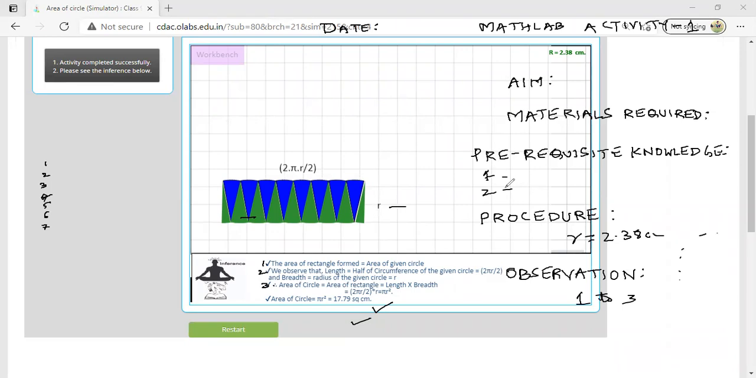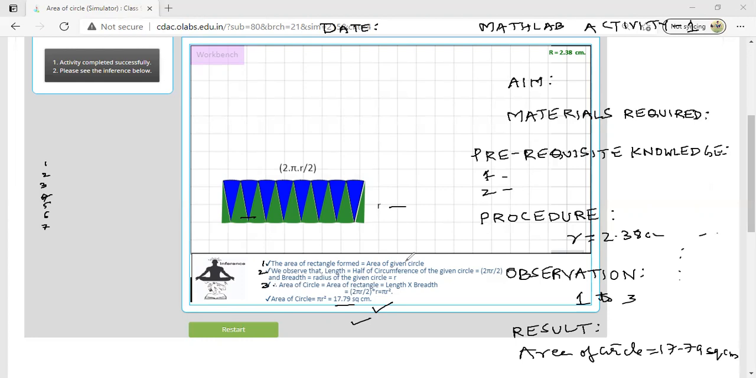Yes, you have to paste. Cutting and pasting is compulsory. Practicals are required. On the right side you will cut and paste. I will come to that point. Wait. Then last is our result. Result: area of circle that I got here by taking this radius. Whatever result you get here, you will write. Here I got 17.79 square centimeter. Okay. This is your writing part.